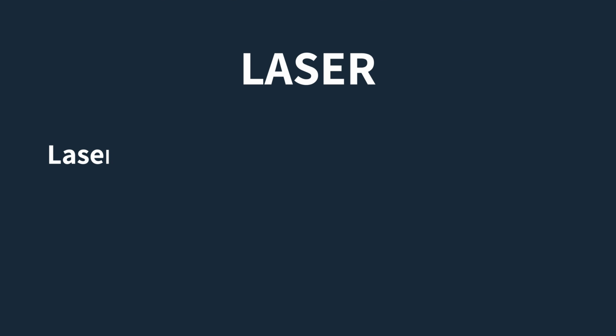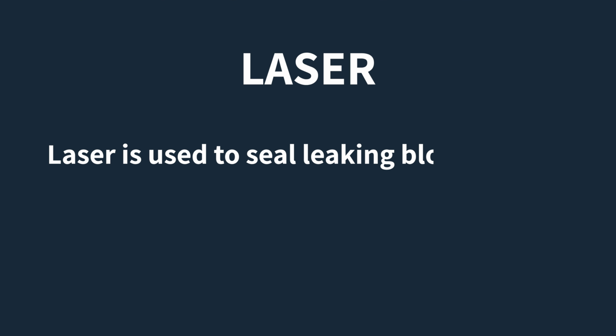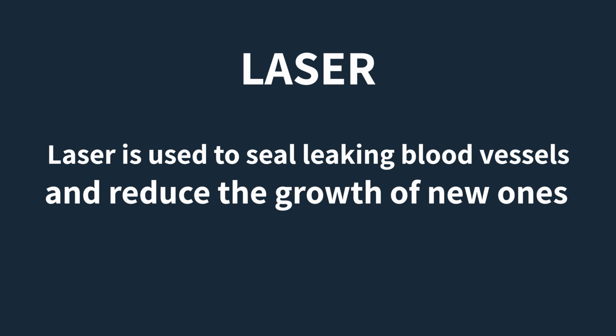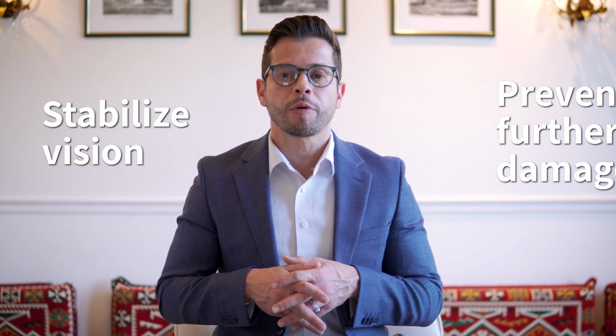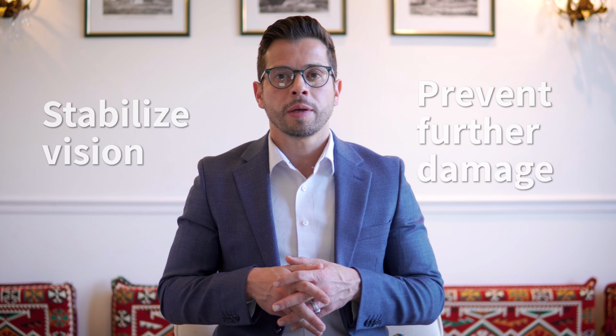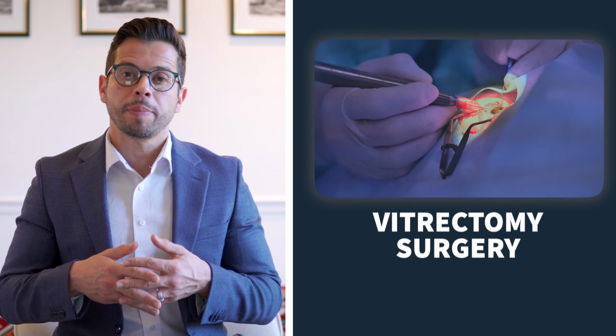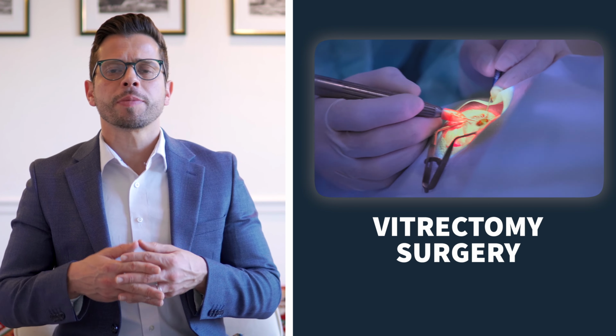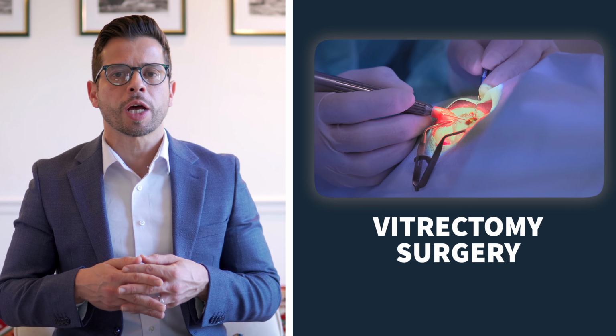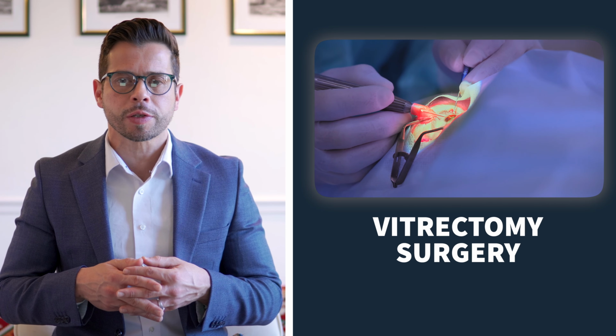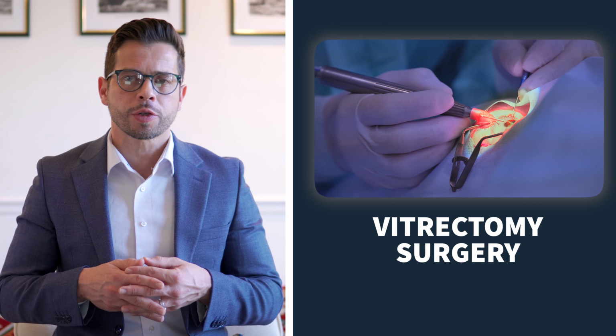Other options for treatment include laser. Laser is used to seal leaking blood vessels and reduce the growth of new ones. These can stabilize vision and prevent further damage. And again, often these are done in the office of your provider. In more advanced cases, vitrectomy surgery may be necessary. Vitrectomy surgery involves removing the gel-like fluid in the eye called vitreous and replacing it with a clear solution.